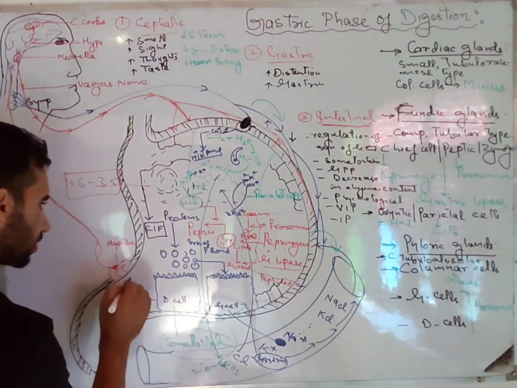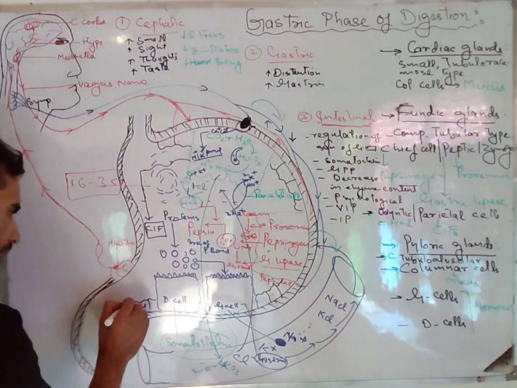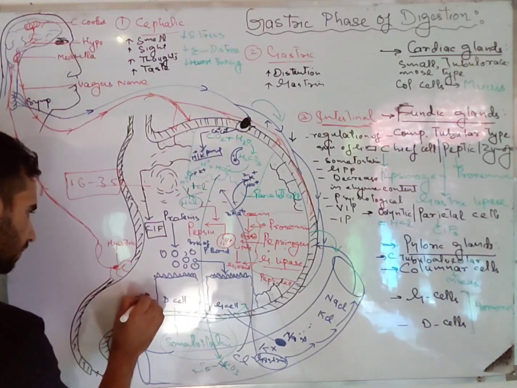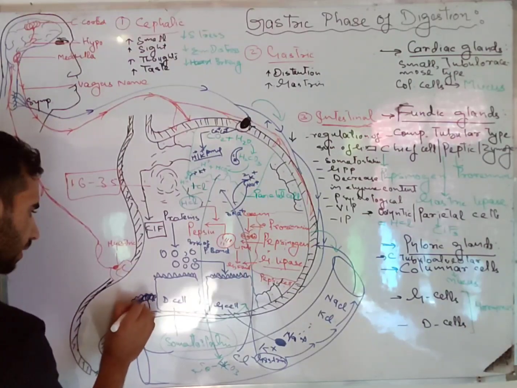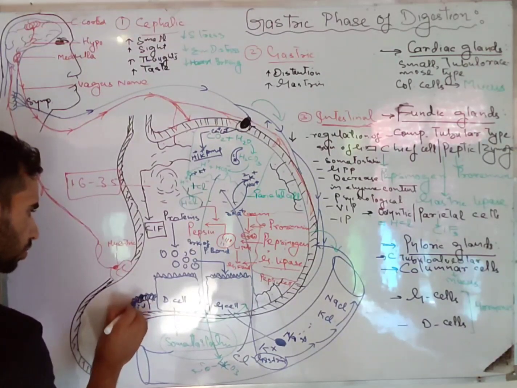It is these columnar cells which are responsible for the synthesis of so many things, especially water and phosphates, and an important thing, mucin.